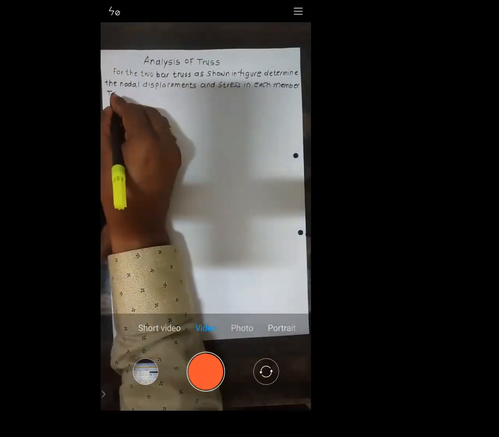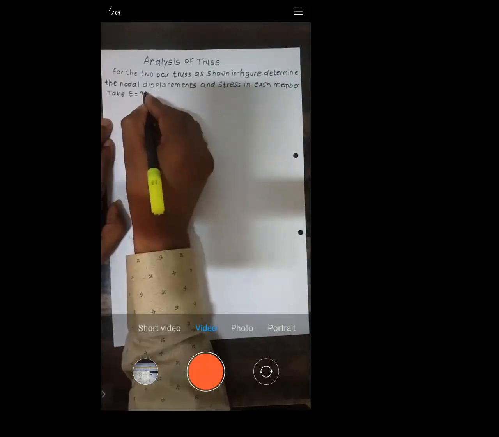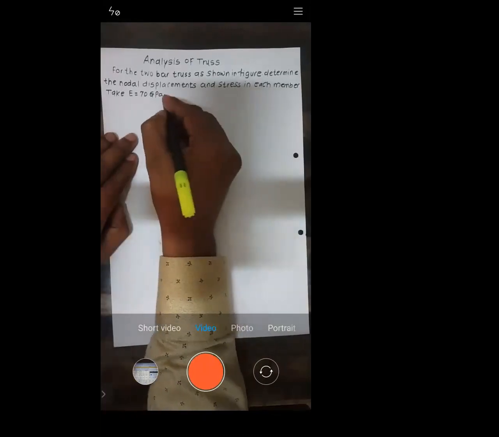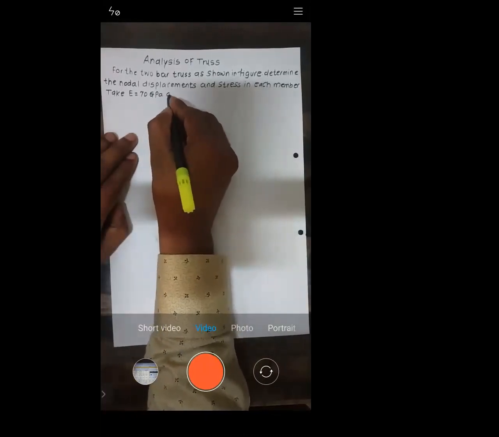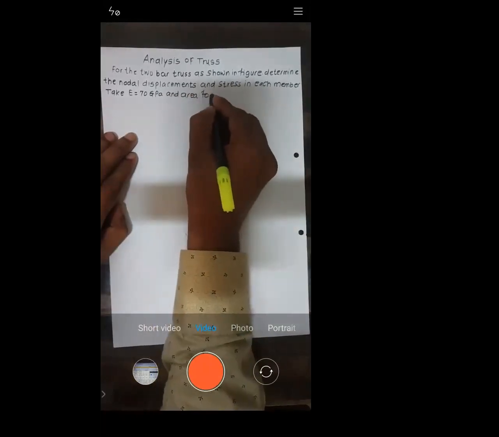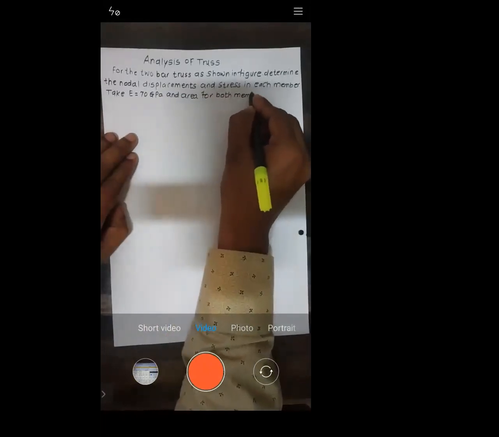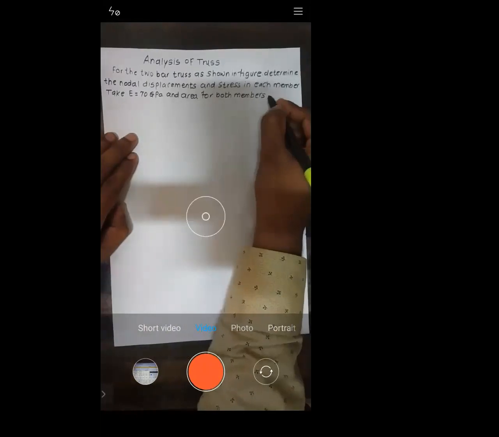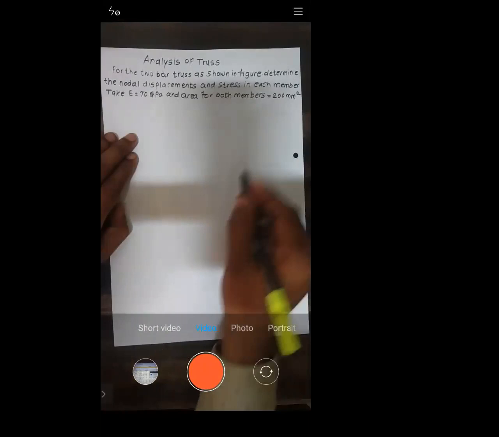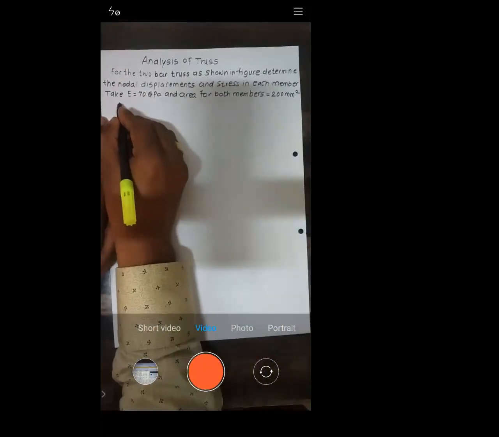Take E equal to 70 gigapascal, the modulus of elasticity, and area for both members is equal to 200 mm square. Now let's see what diagram is given.